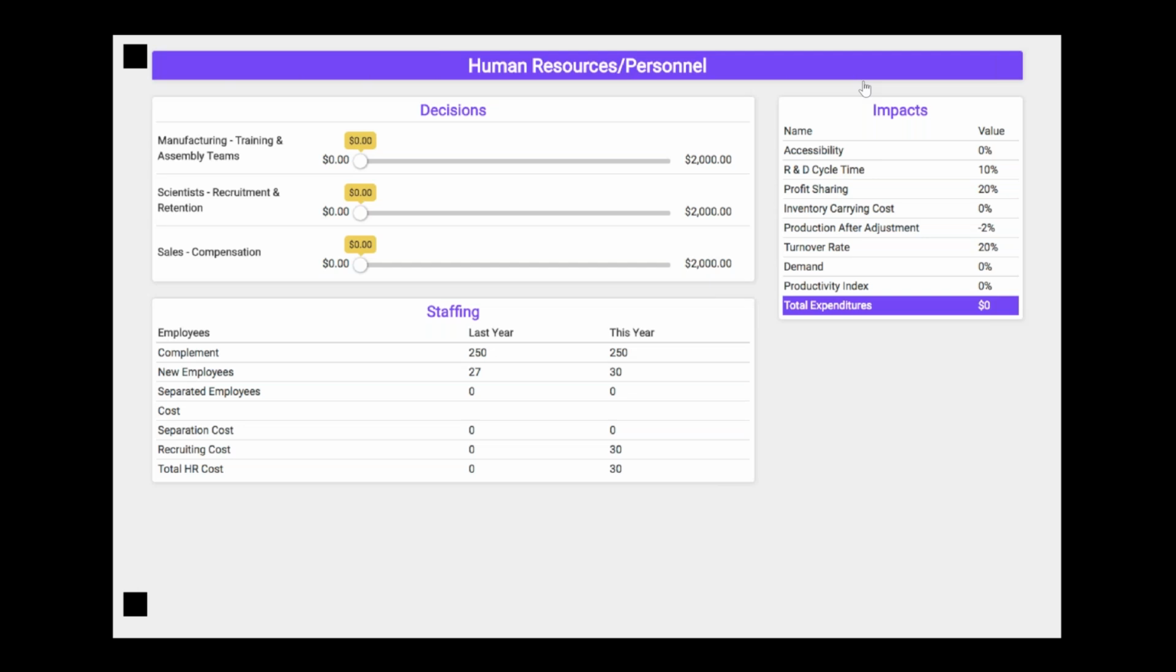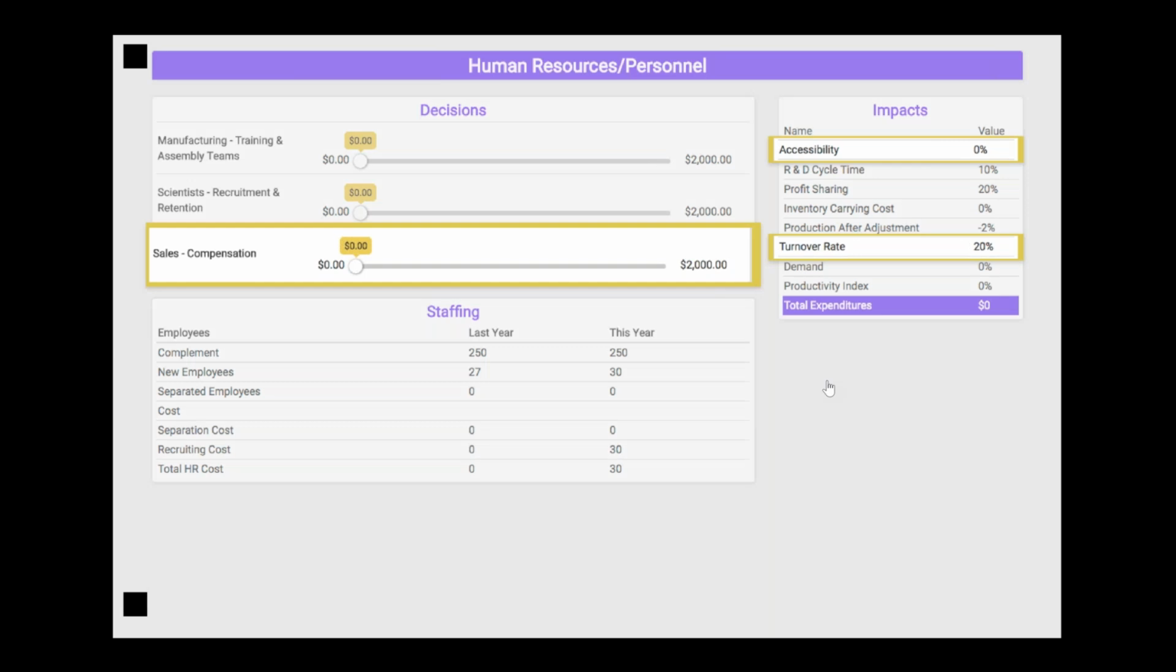And let's actually dive in with an example to look at the compensation package for a sales team. So when working with this professor, he wanted to highlight two key things. The first one was that competitive sales packages drive two things in a business. The first one is lower turnover. The second is higher product accessibility. So I've highlighted these two impacts on the right for you.